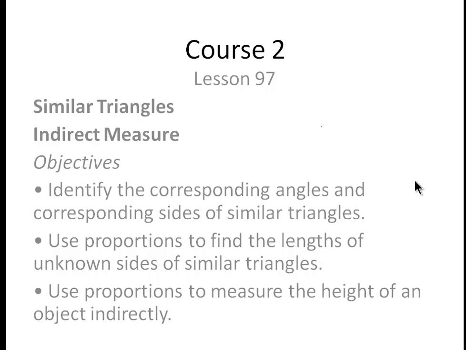Welcome to Lesson 97 of Saxon Math Course 2. In this lesson we're going to talk about similar triangles and indirect measures. We're going to identify the corresponding angles and corresponding sides of similar triangles. We're going to use proportions to find the lengths of unknown sides of similar triangles, and then we're going to use proportions to measure the height of an object indirectly.